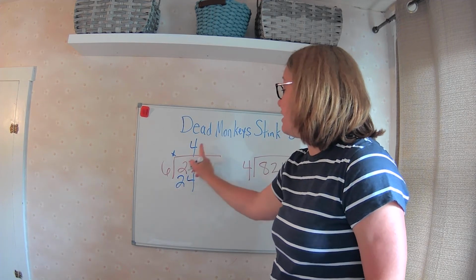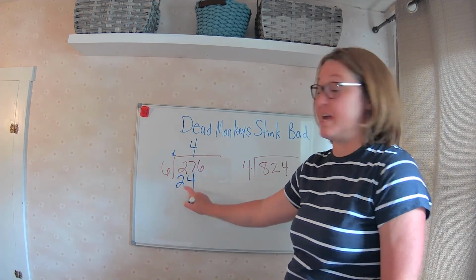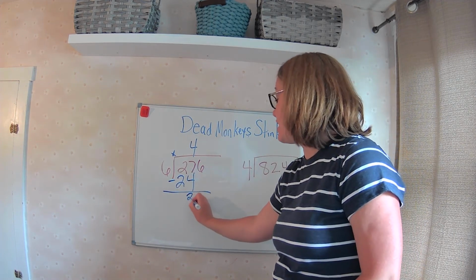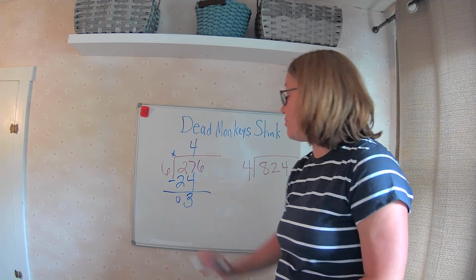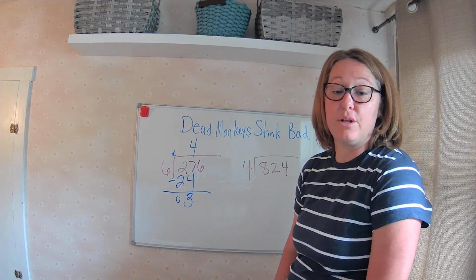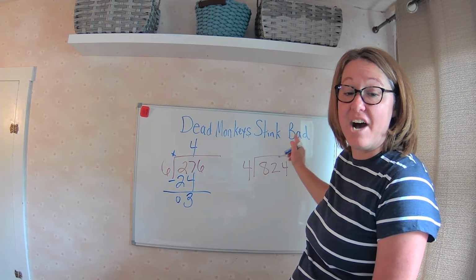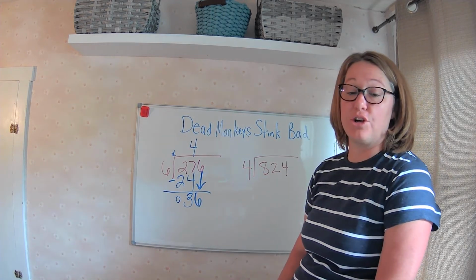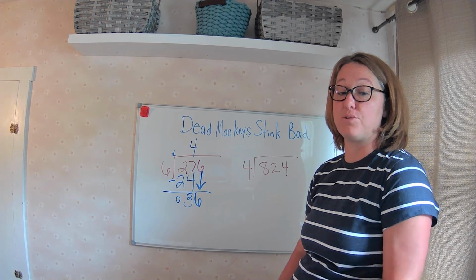So I've divided, I've multiplied. What's next? We need to subtract. 7 minus 4 is 3. 2 minus 2 is 0. Now, am I done with the problem? No, because I have to bring down. And I have to bring down my 6. So now I'm going to start all over again. Divide, multiply, subtract, bring down.